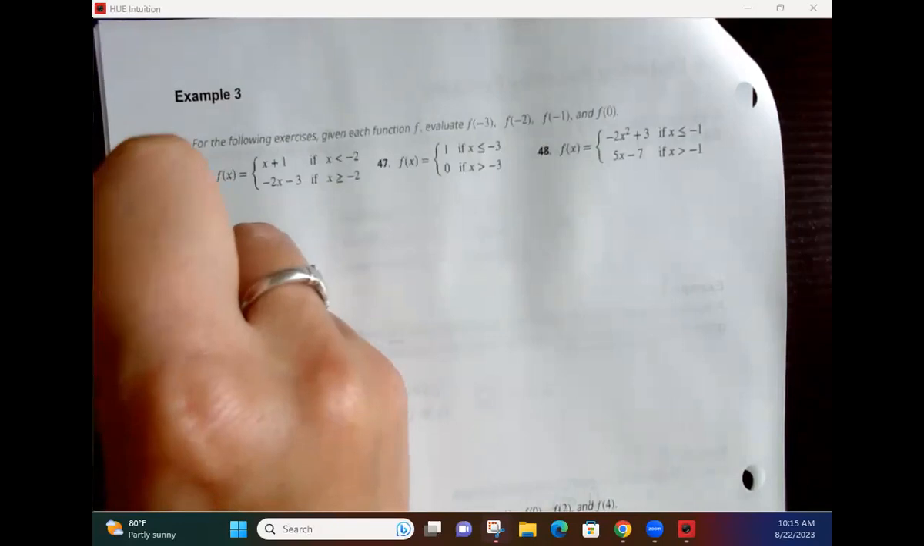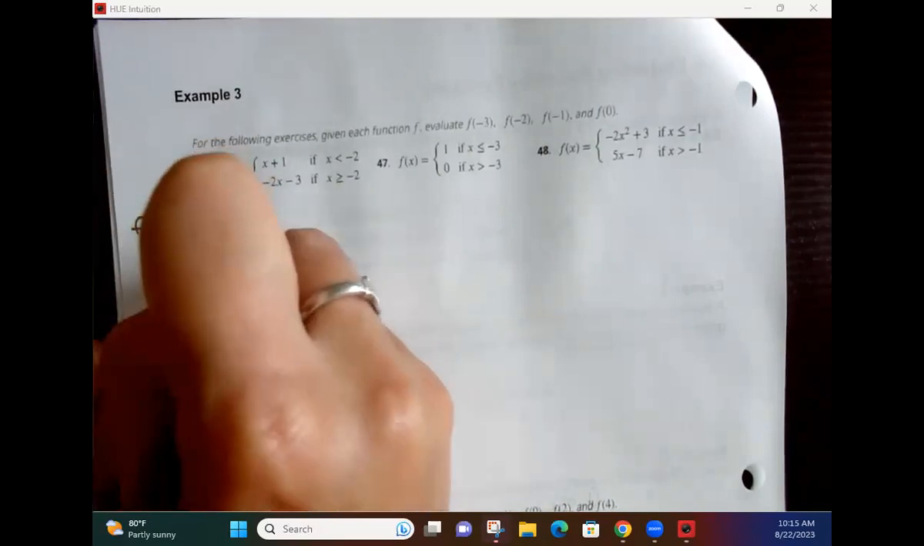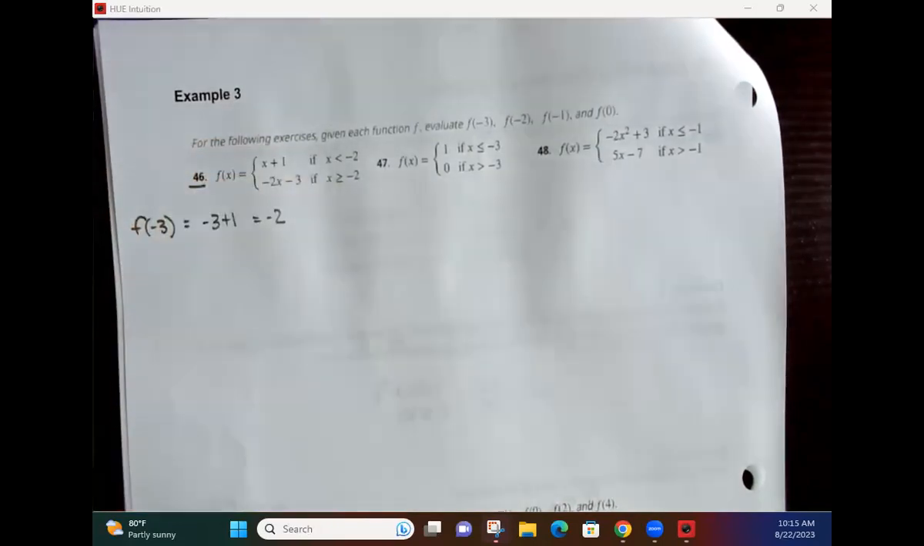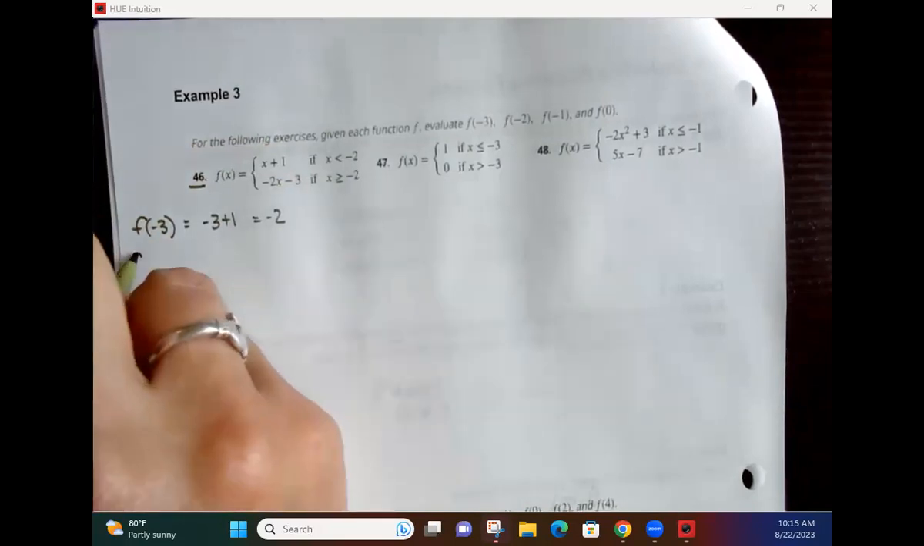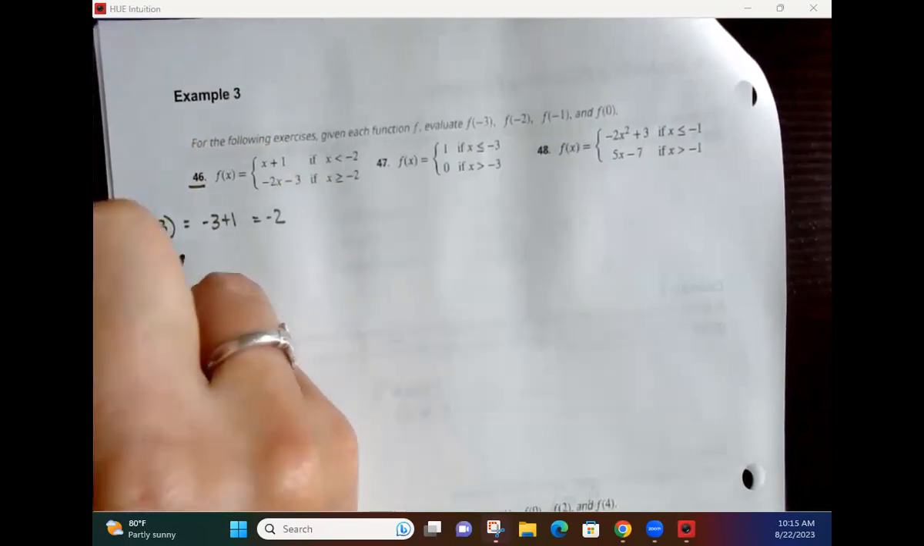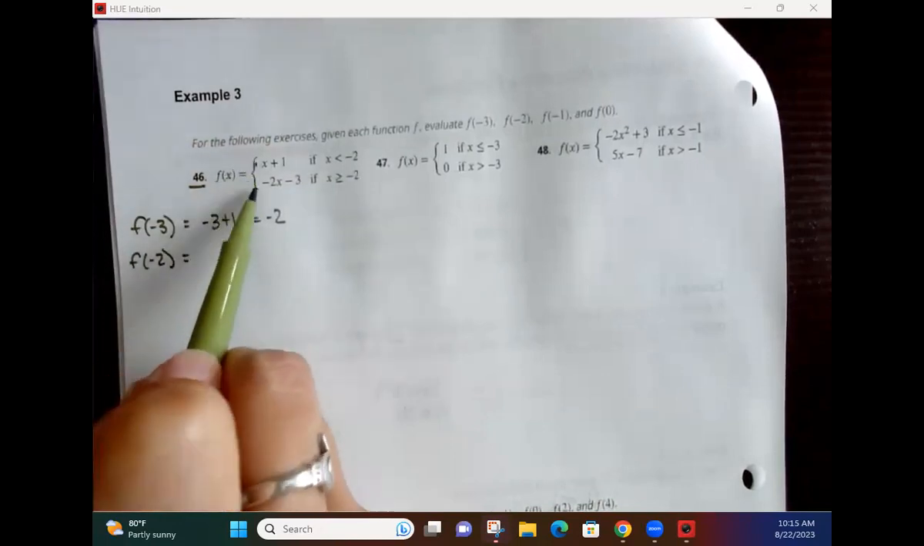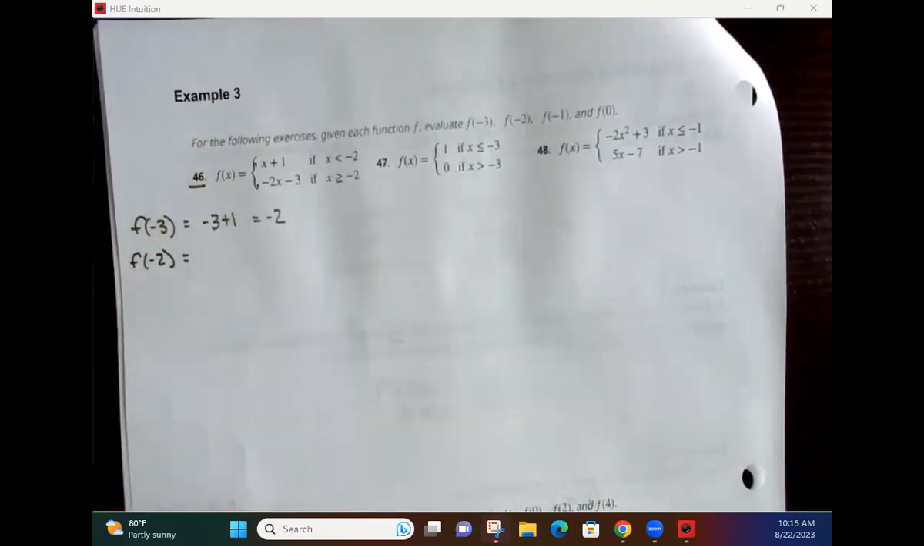So this would be -3 plus 1, so -2. The actual evaluating part isn't that difficult. The tricky part here is making sure that I'm evaluating in the correct place. How about f of -2? Am I using the top or the bottom piece here?